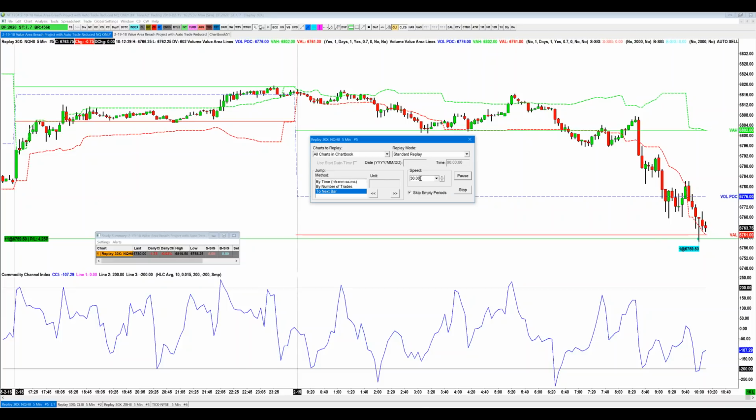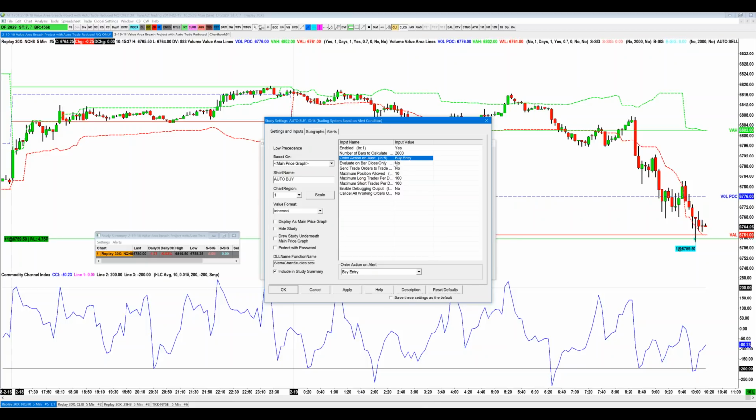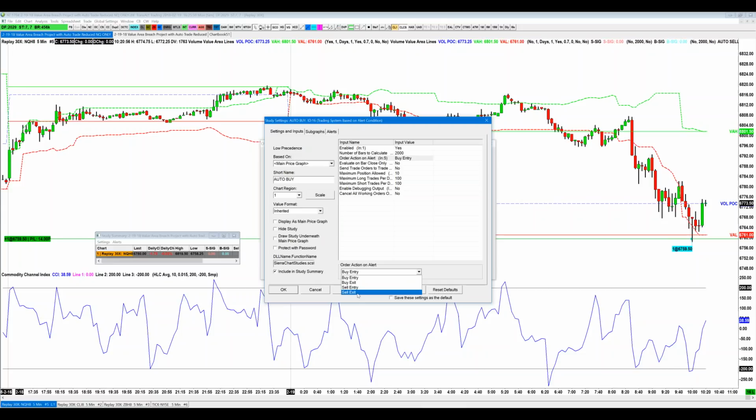You can add additional instances of the trading system based on alert condition study to exit trades. So you could say, okay, if you're here in a position and you choose sell exit, you've got a whole other condition for exiting a trade that only will fire if the platform sees you in a long position. So that's one way to do it. I actually have not gone through that just yet.